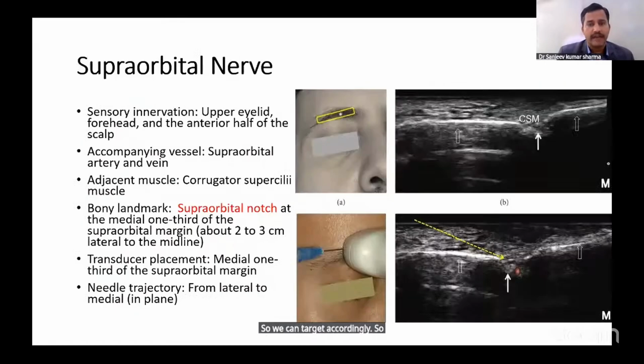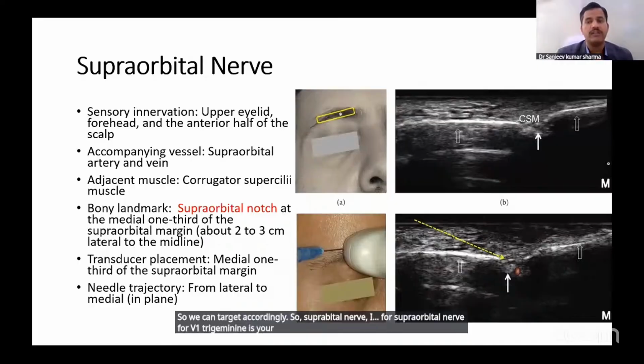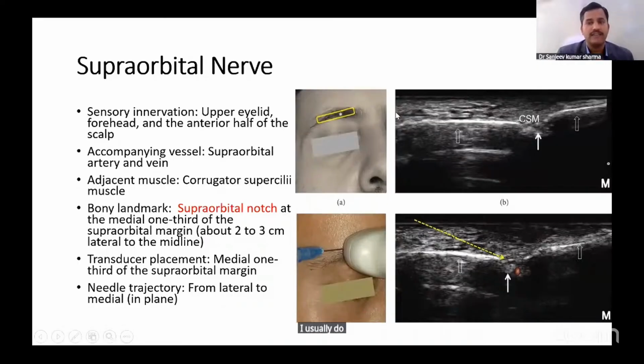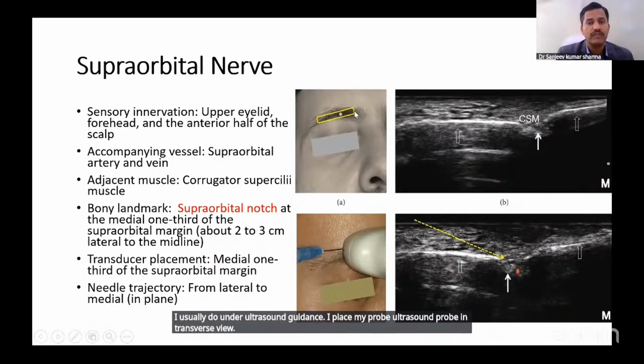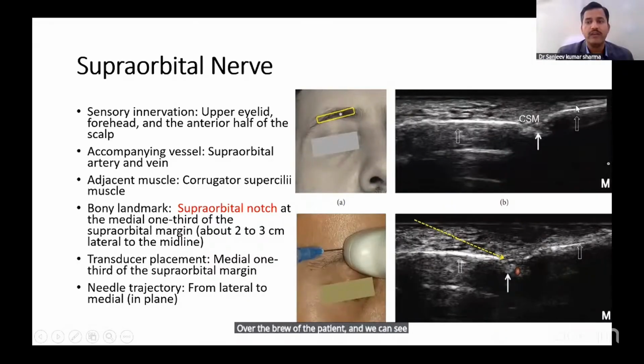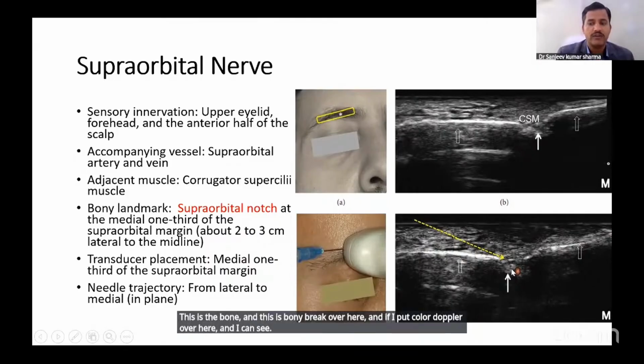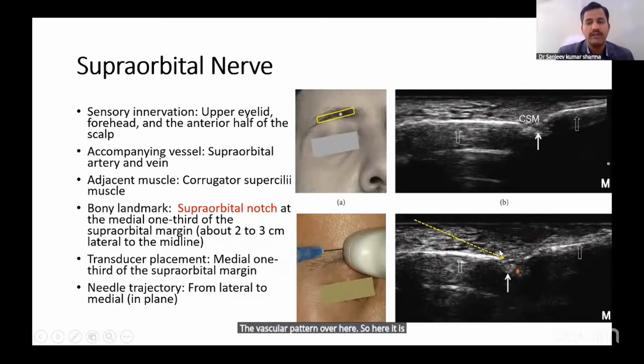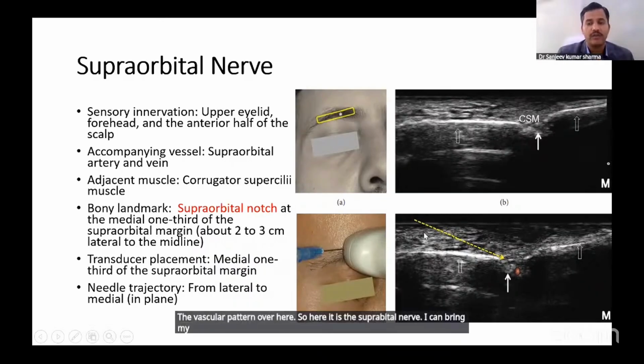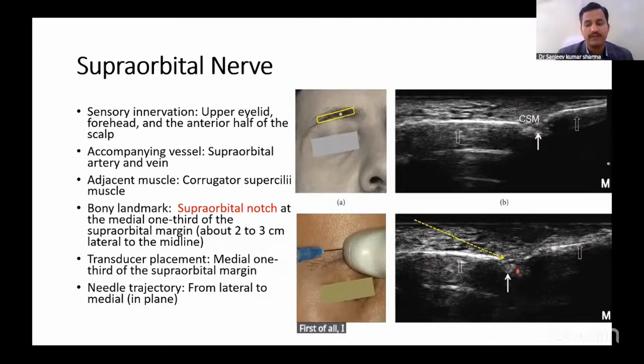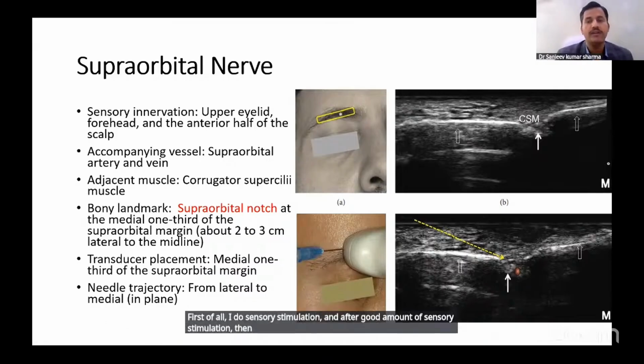For the supraorbital nerve, for V1 trigeminal neuralgia or post-herpetic neuralgia, I usually work under ultrasound guidance. I place my ultrasound probe in transverse view over the brow of the patient, and we can see a bony break over here. This is the bone and this is the bony break. If I put color Doppler over here, I can see the vascular pattern. So here is the supraorbital nerve. I can bring my RFA cannula from this direction and target it. First of all, I do sensory stimulation, and after a good amount of sensory stimulation, I can go for RFA.